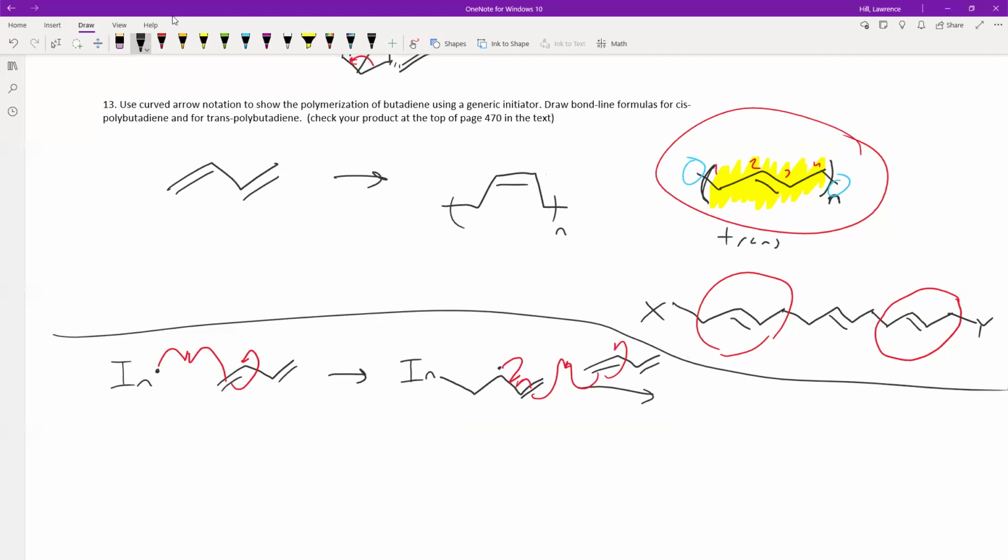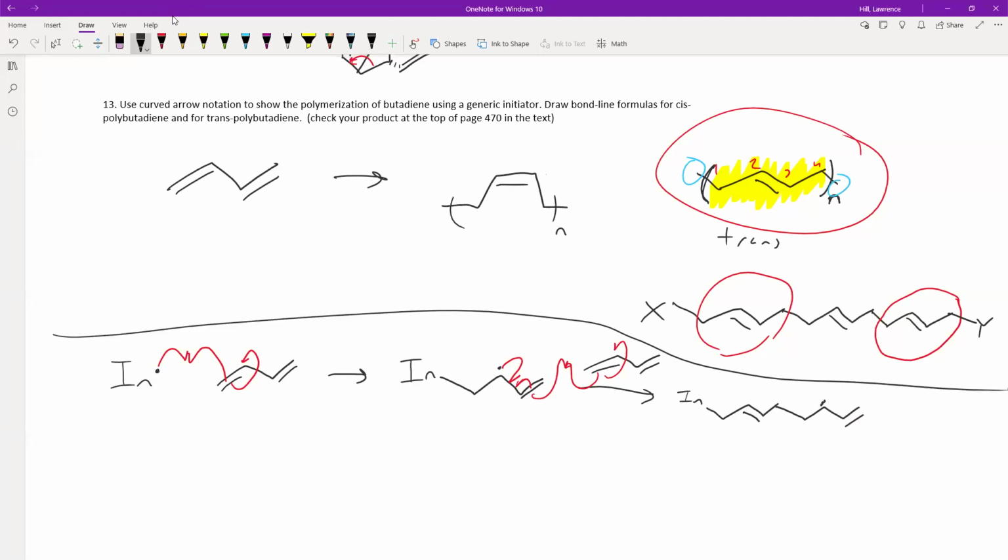To give us our trans butadiene. 1, 2, 3, 4, 1, 2, 3, 4, trans butadiene, and a radical. And that goes on and on again and again. Did I skip ahead? I did skip ahead. My mistake.